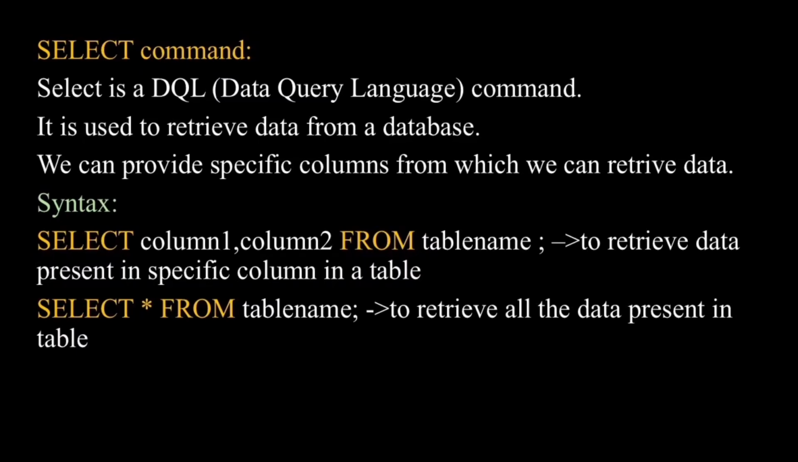Retrieving all columns. If you want to retrieve all columns from a table, you use the wildcard character, that is asterisk, which represents all columns. Syntax to retrieve all columns is select star from table name.